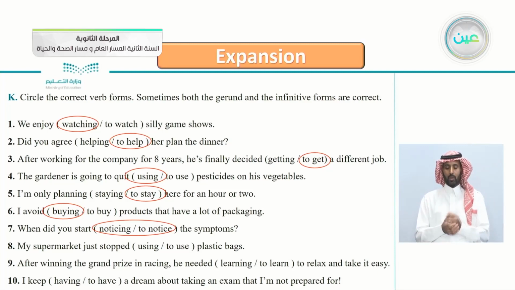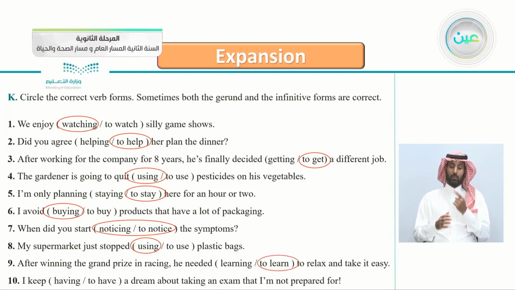Number 8: My supermarket just stopped using or to use plastic bags. Notice the verb stopped. Yes, excellent. You use the gerund here. Stopped using plastic bags. Number 9: After winning the grand prize in racing, he needed learning or to learn to relax and take it easy. He needed, yes, to learn to relax and take it easy.